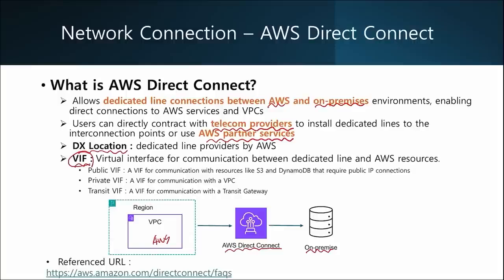First, you need a VIF to actually connect the network to AWS services after laying the dedicated line. VIFs include public VIF, private VIF, and transit VIF. You need to connect by setting it differently depending on each connecting resource.